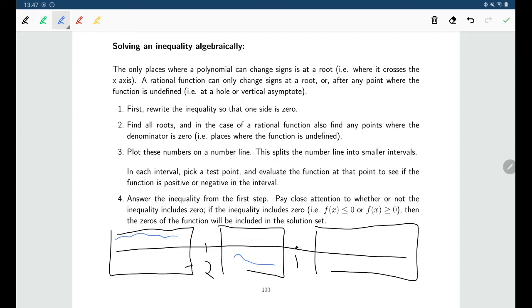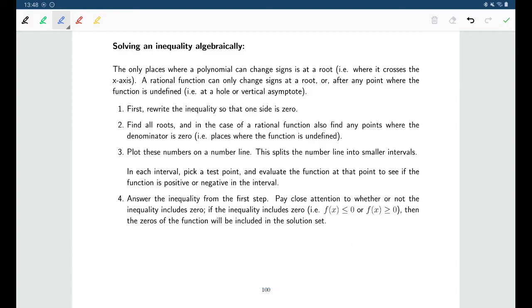So the only thing you really need to do, once you've put your roots and your places where your rational function is undefined on the number line, is split up your number line into regions, just as I've got here, 3 separate regions. You'll need to pick a test point inside each of these 3 regions and ask yourself, does that make your function positive or negative? And then, based on your answers from this number line, we'll be able to state our solutions for that inequality. This is something that's maybe harder to describe in words than it is to actually do.